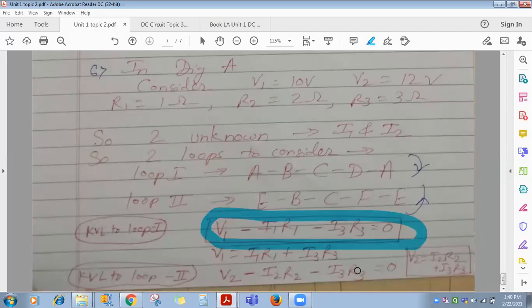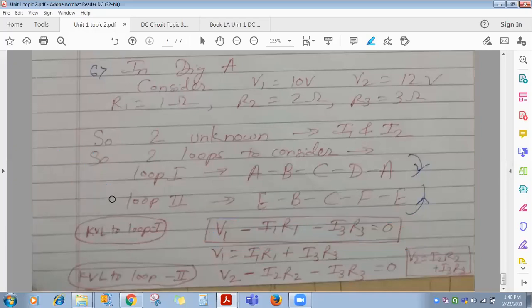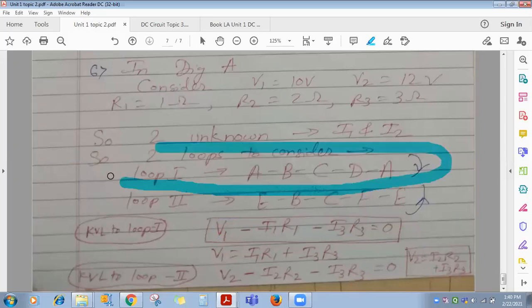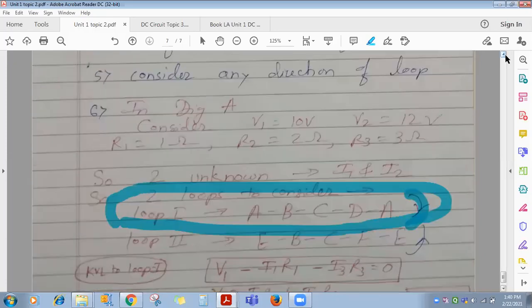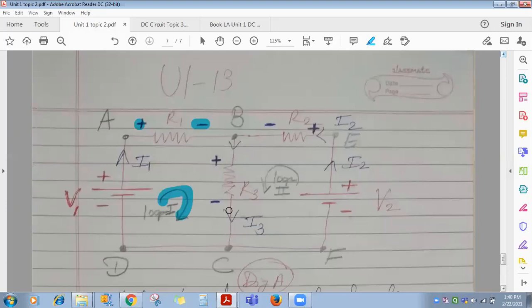See, what you can write is: apply KVL to loop 1, and just represent the direction like this, which means you are moving clockwise. That is also sufficient. Or you can say, apply KVL to loop 1, A, B, C, D, A, which means you are moving in the clockwise direction. Like this also you can mention.